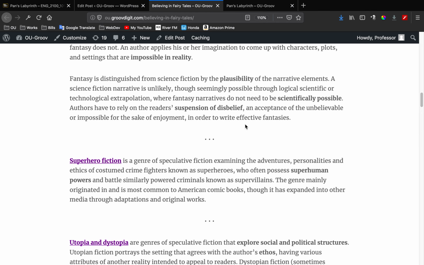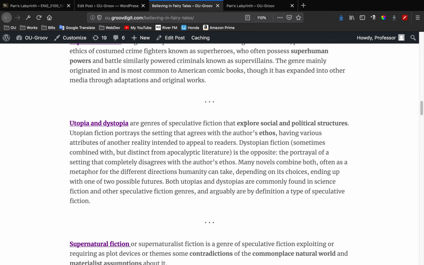Superhero fiction is a genre of speculative fiction examining the adventures, personalities, and ethics of costumed crime fighters known as superheroes, who often possess superhuman powers and battle similarly powered criminals known as supervillains. The genre mainly originated in, and is most common to, American comic books, though it has expanded into other media through adaptations and original works.